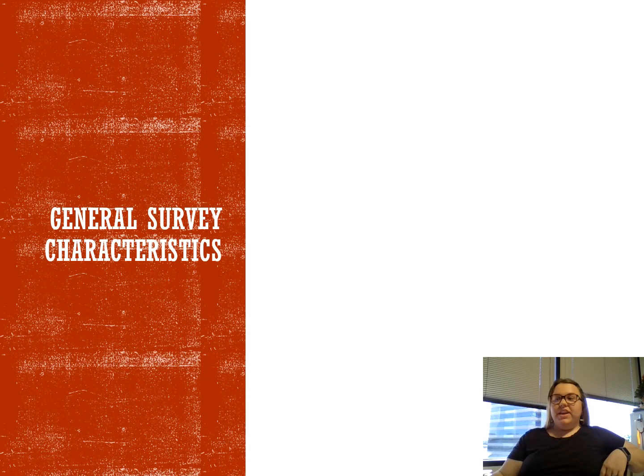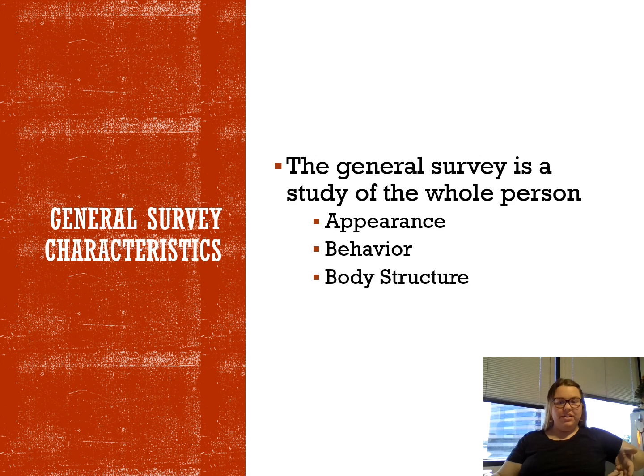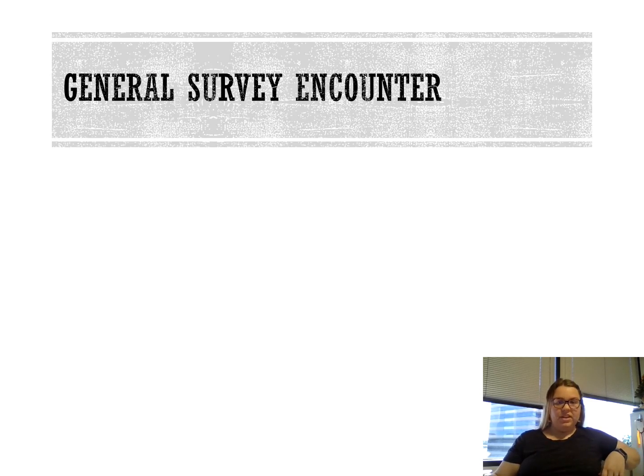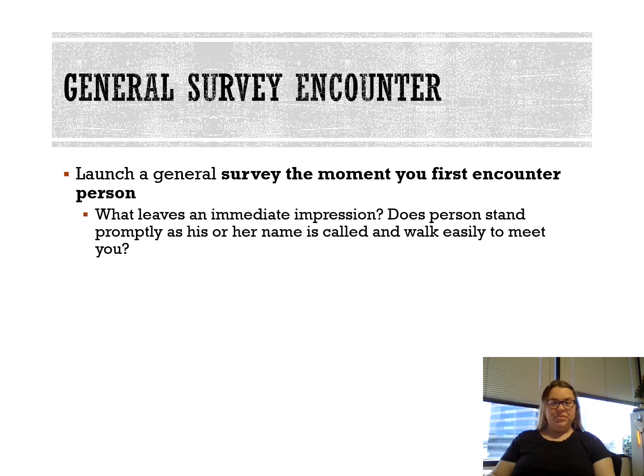So general survey characteristics. The general survey is a study of the whole person. It looks again at their appearance, their behavior, their body structure, and their mobility. So a general survey encounter, when does it even happen? This is kind of redundant, but we're going to go over it again. It's when you first meet the person. You're launching the general survey right when you meet the person.